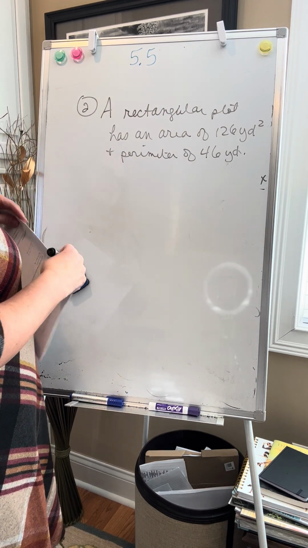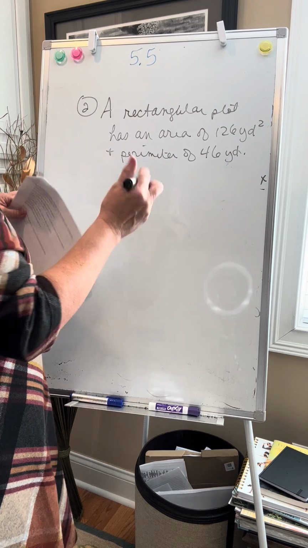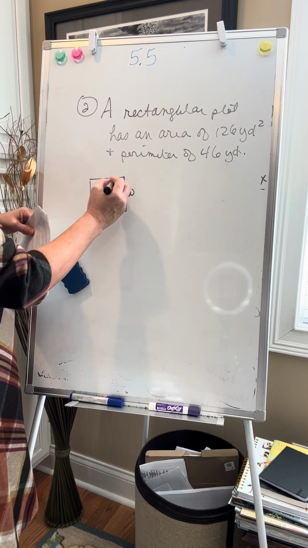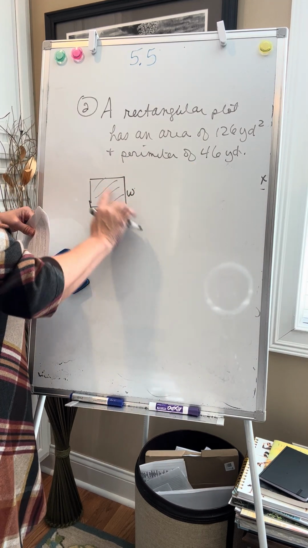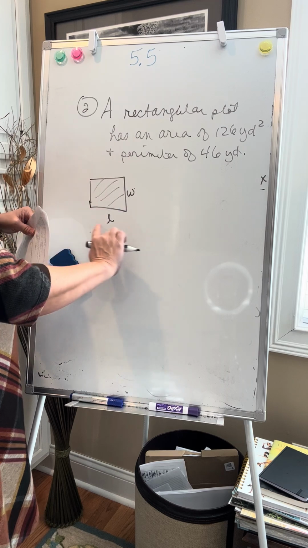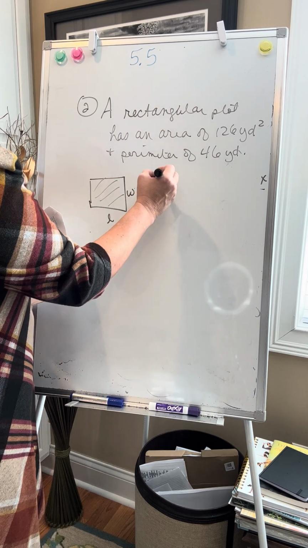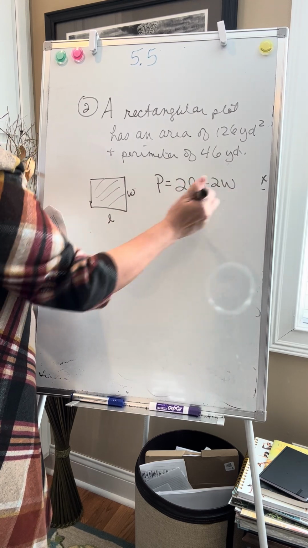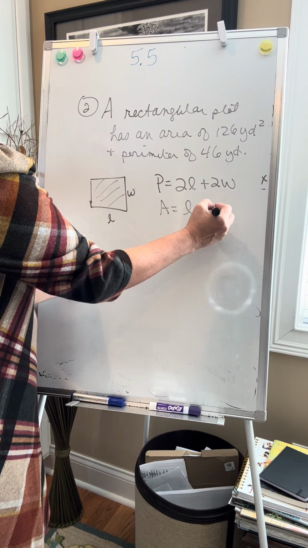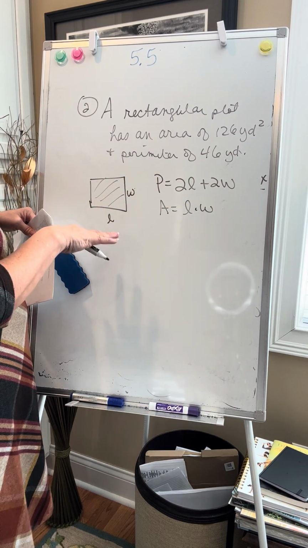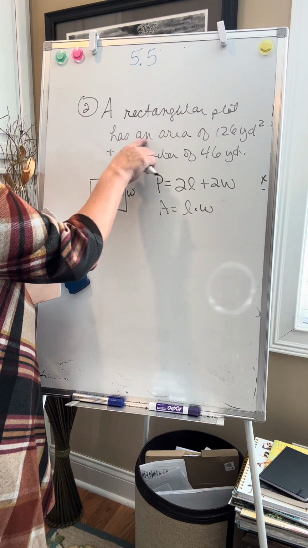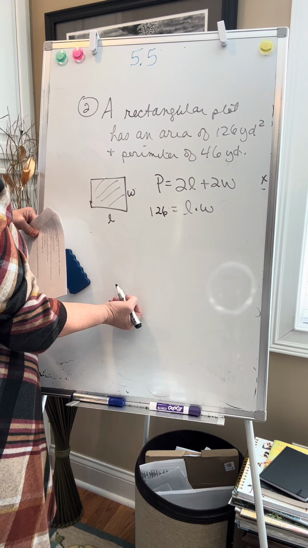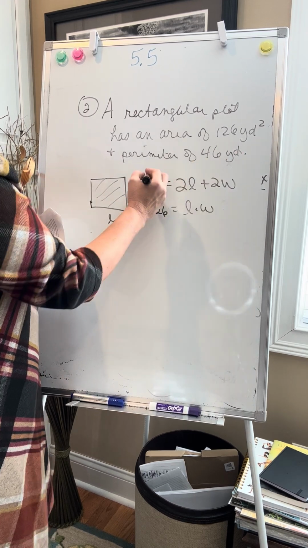So similar to what we did last time, we have two unknowns, a length and a width. If you have a rectangle, length times width is the area, and perimeter is 2 lengths plus 2 widths. Perimeter is the distance around it. So here are the formulas you need: perimeter is 2 lengths and 2 widths, and the area is length times width. We don't know the length or the width, but we know the area, length times width, has to be 126, and we know the perimeter has to be 46.